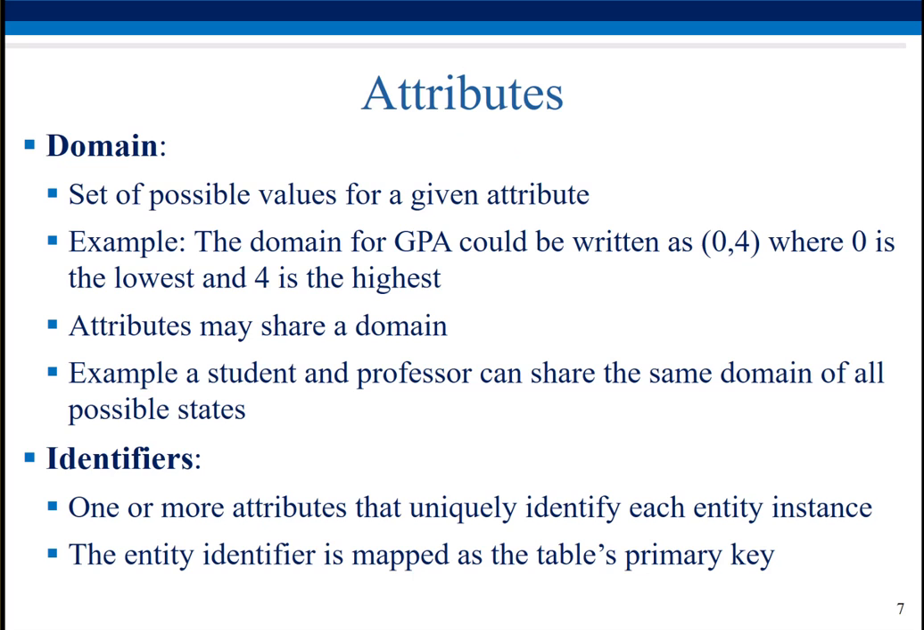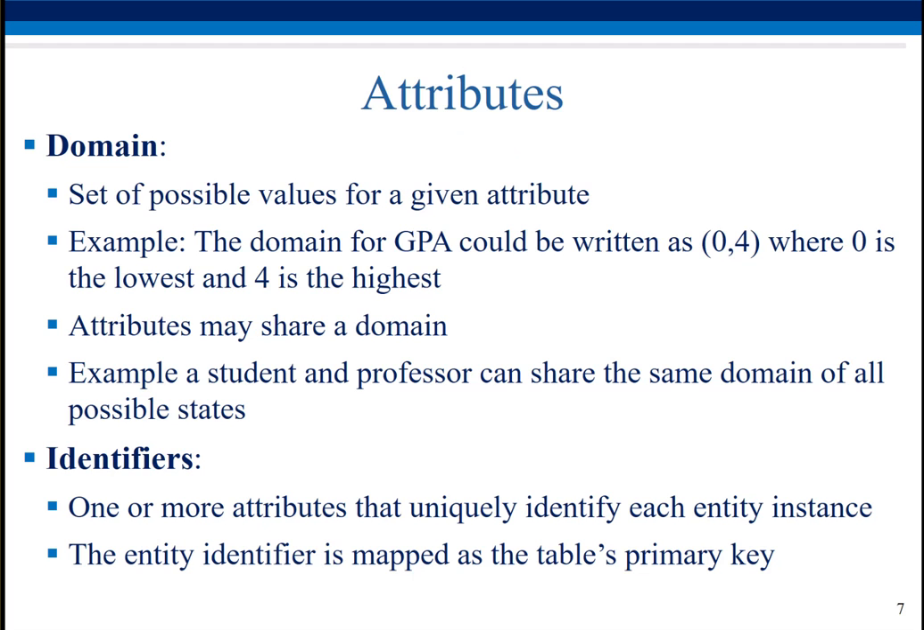An attribute's domain, again another definition, is the set of possible values for a given attribute. For instance, a phone number has to be numeric. You can't have ABC3. And yes, I know the old exchanges had that, so we have to take that into consideration. However, a GPA can only be between 0 and 4. 4.0 is the highest and 0 is the lowest.